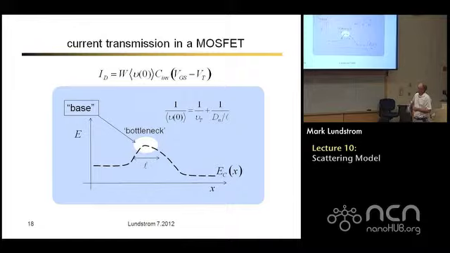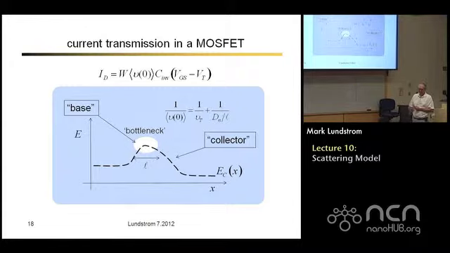So if you look at that bottleneck region, the carriers are diffusing across that. That's like the base of a bipolar transistor, for those of you that know bipolar transistors. The source is like the emitter. So electrons get injected from the emitter into the base. They diffuse across the base. The high field part of the channel is like the collector of a bipolar transistor. It just collects the things that come out of the base.